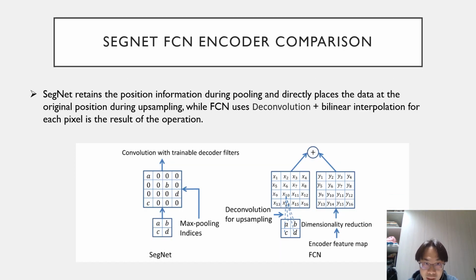And what is the SegNet and FCN decoder difference? The SegNet retains the position information during pooling and directly places the data at the original position during the upsampling, while FCN uses the deconvolution plus bilinear interpolation for each pixel in the result of the operation.